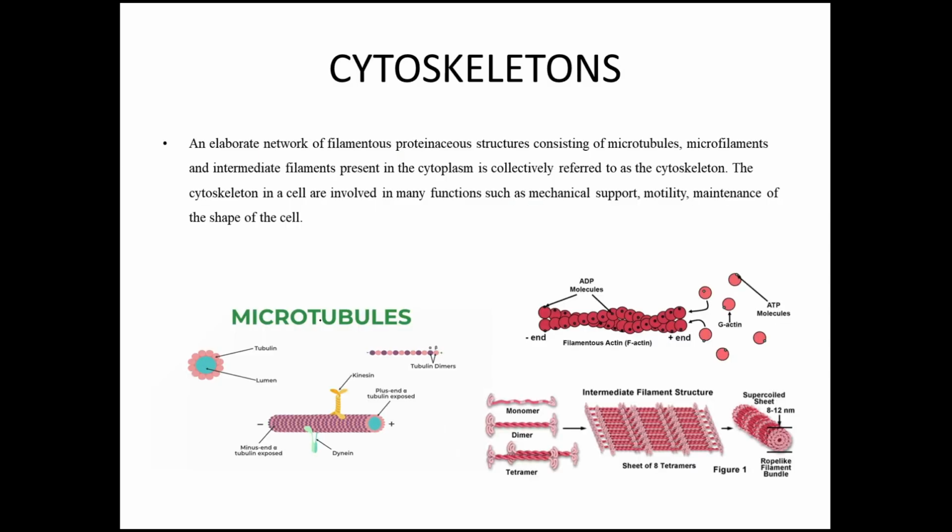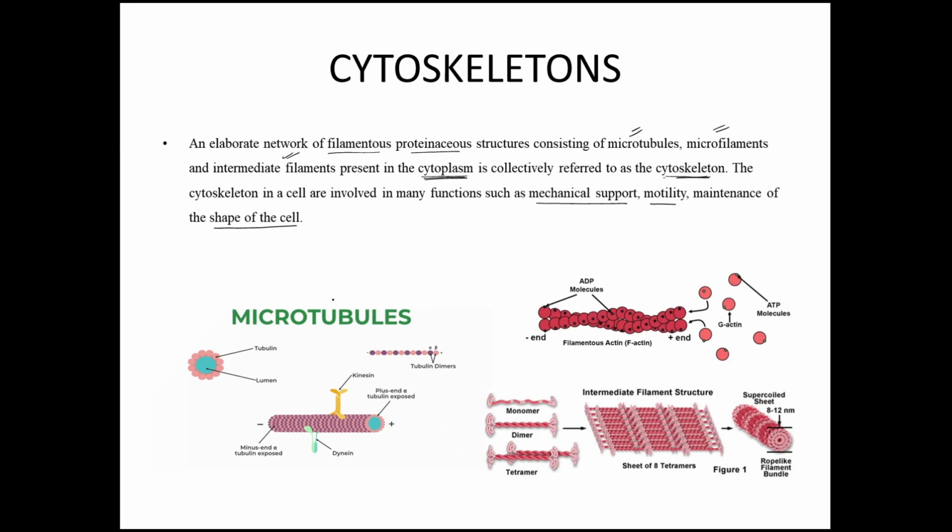Now the cytoskeleton. There is an elaborate network of filamentous and proteinaceous structures consisting of microtubules, microfilaments and intermediate filaments, which are present in the cytoplasm. These structures are collectively referred to as the cytoskeleton, and they are involved in functions such as mechanical support. They provide motility and maintenance of the shape of the cell.